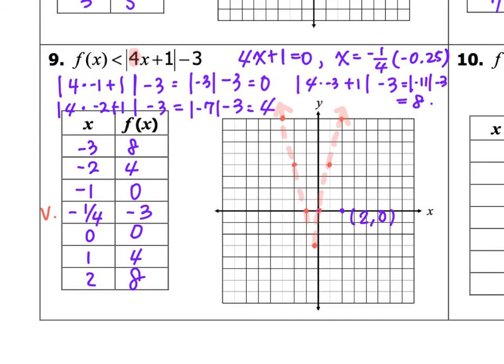So let me put 0 is greater than the absolute value of 4 times 2 plus 1, minus 3. So 4 times 2 is 8, plus 1 is 9. 9 minus 3 is 6. Is 6 greater than 0? Yes, it is. So that means I'm going to include that point. Shade right these areas.